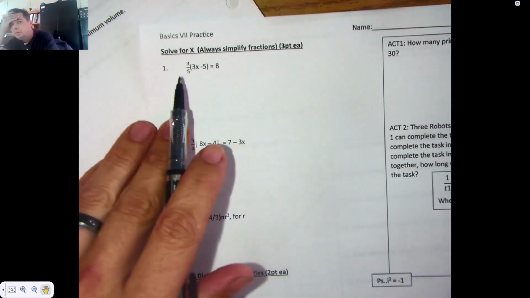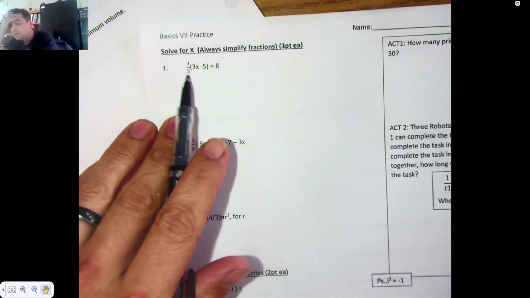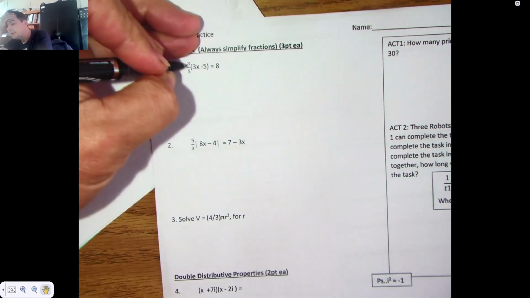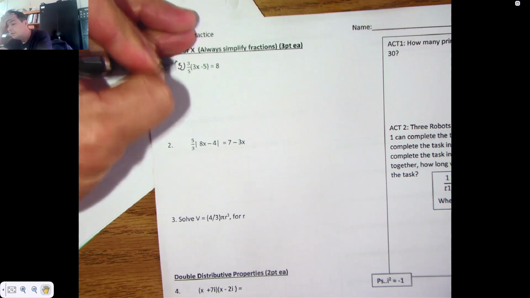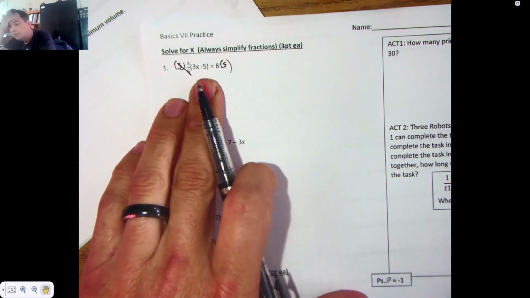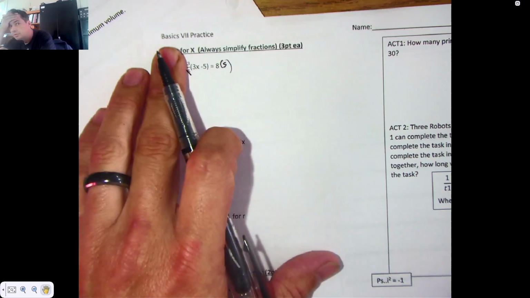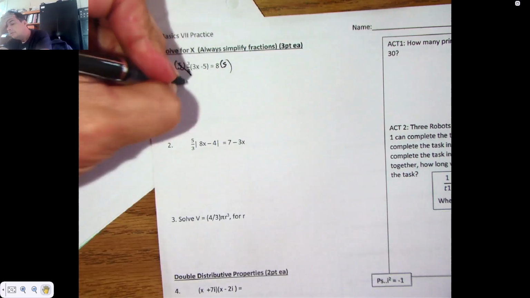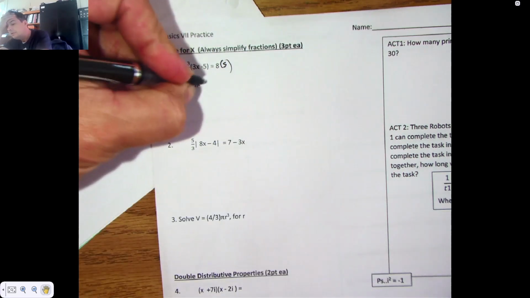So the issue with number one is this fraction. As far as I'm concerned, it's this fraction. So what I'm going to do is I'm going to multiply by 5 on both sides. That causes a cancellation here. You don't multiply everything by 5. I don't know why you think you do. You don't do that. It cancels. And you're left with 3 times 3x minus 5 on the left and a 40 on the right.